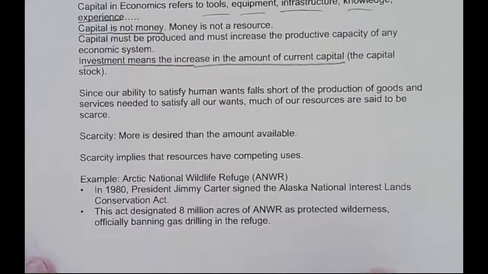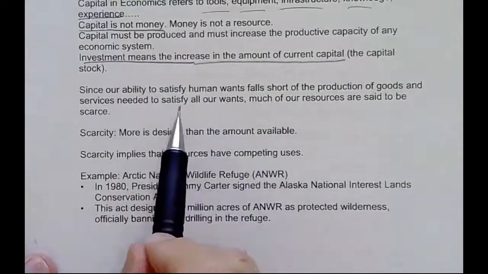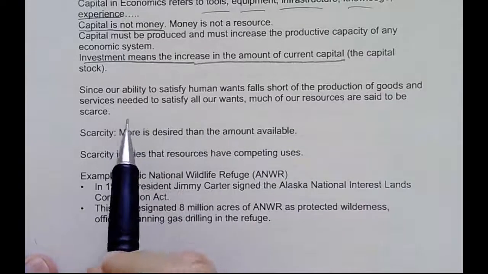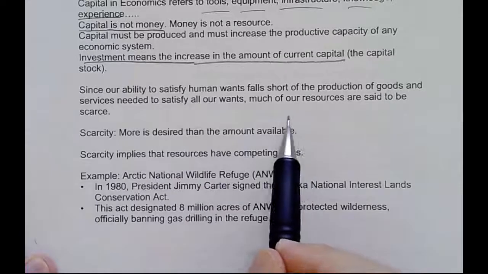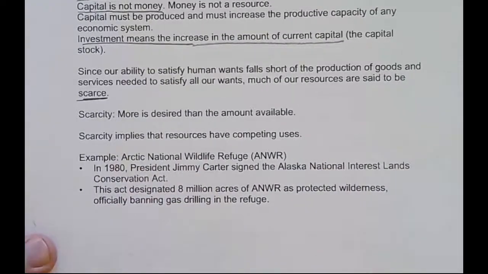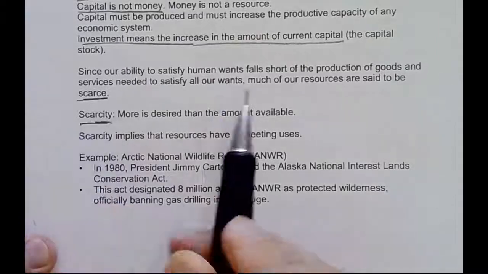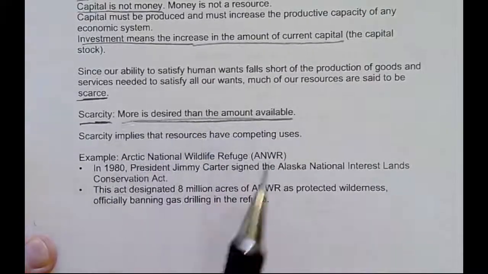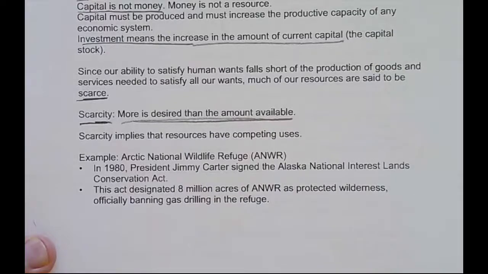Now, since our ability to satisfy human wants falls short of the production of goods and services needed to satisfy our wants, much of our resources are said to be scarce. So know for the rest of the term what scarcity is. It means more is desired than the amount available. So what is scarce? Pretty much everything out there. Beachfront property is scarce. Land in downtown LA is scarce. Raw materials are scarce. Energy is scarce. Labor is scarce.